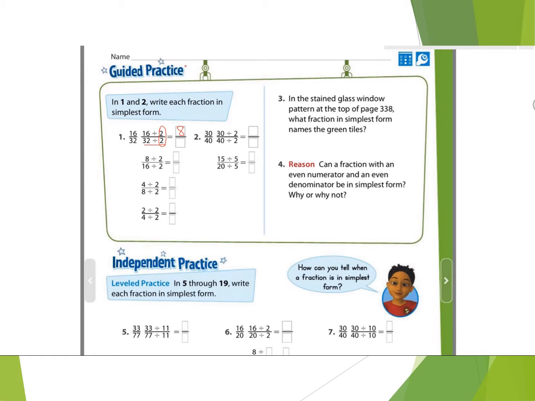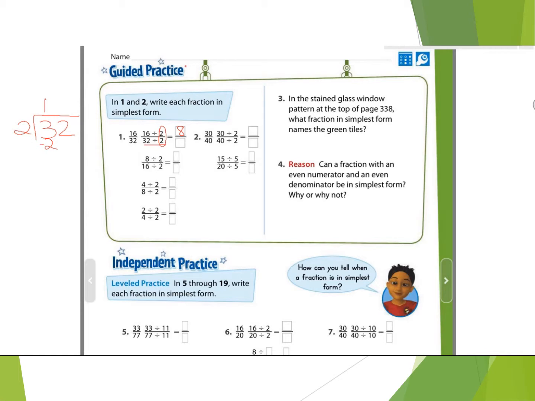If you don't know it off the top of your head, guys, remember you can always come out and show your work. No problem. So 32 divided by 2 is 16. Now I'm looking at that and I can tell that that is not the simplest form because 8 and 16 are both even numbers. So we're going to divide by 2 again. Okay? 8 divided by 2 is 4. 16 divided by 2 is 8.